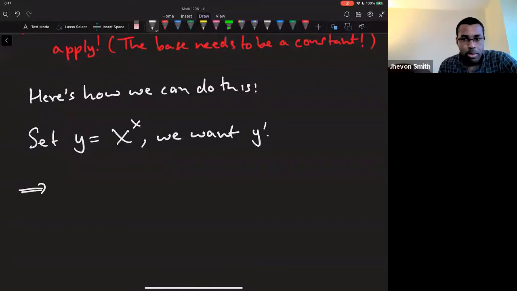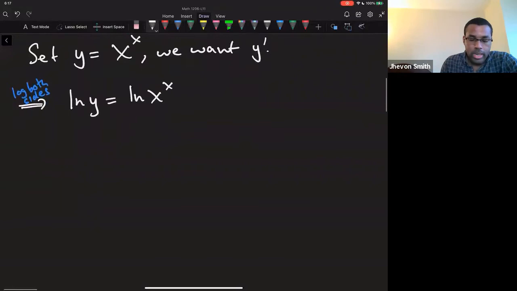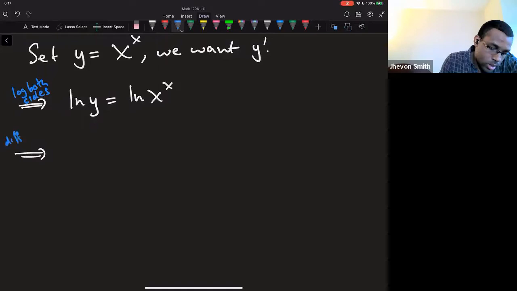Right, so that's log both sides. And now what I can do is I can do implicit differentiation on this equation. So differentiate implicitly. So we use implicit differentiation here.